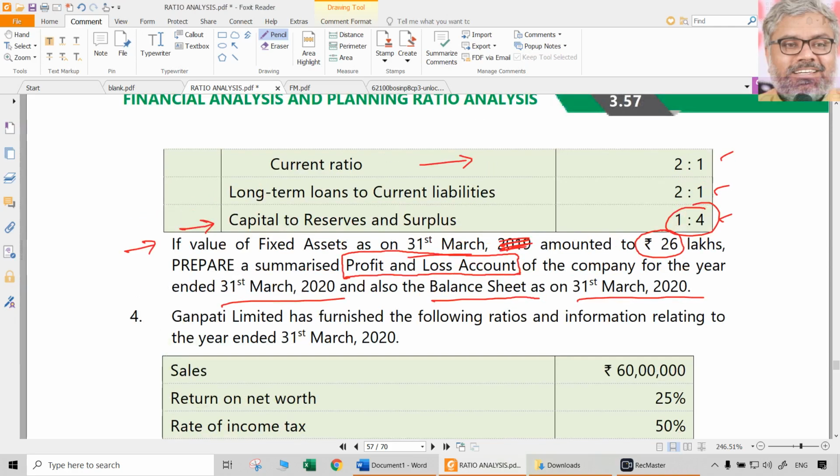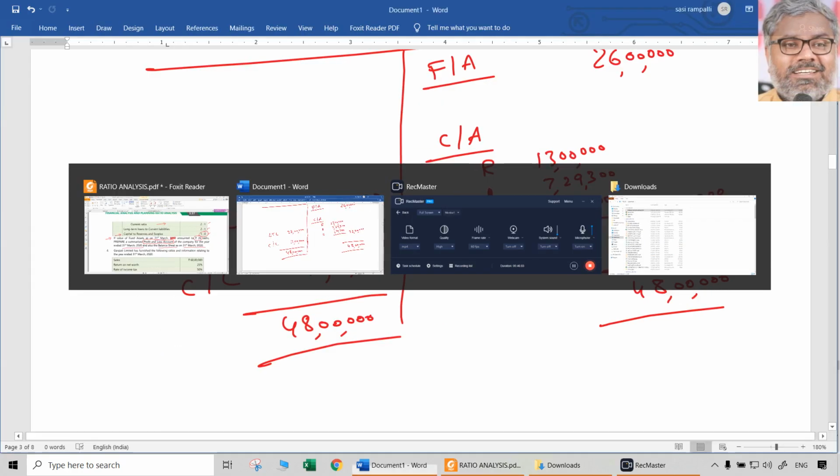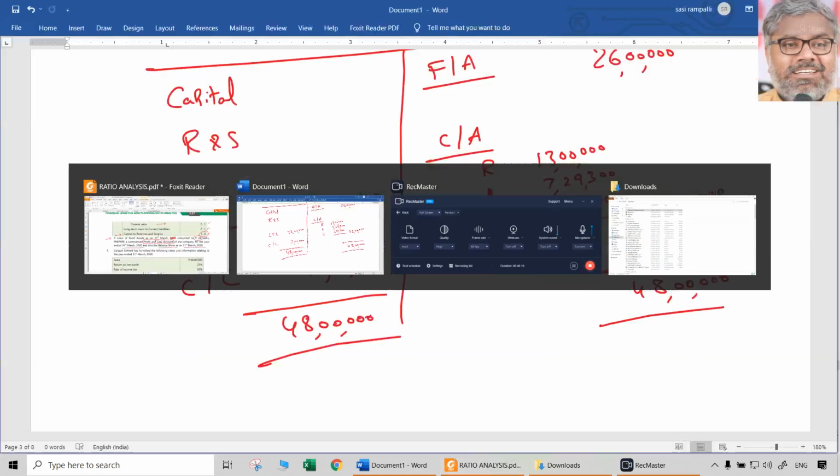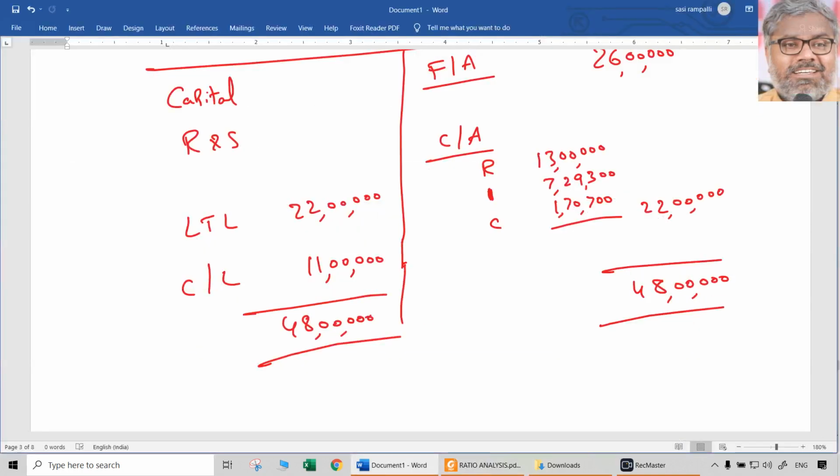So the capital to reserves and surplus is 1:4, as mentioned. So what will be this capital or shareholders' funds, whatever we call it? In this case, there will be capital and there will be reserves and surplus. The ratio between them is given as 1:4. How much is that put together? That we can find out.